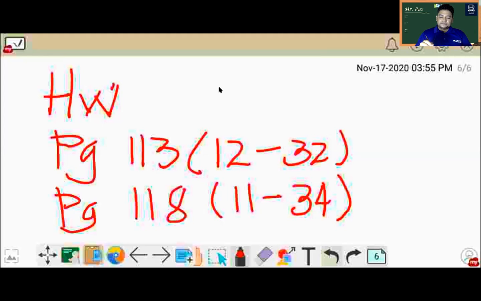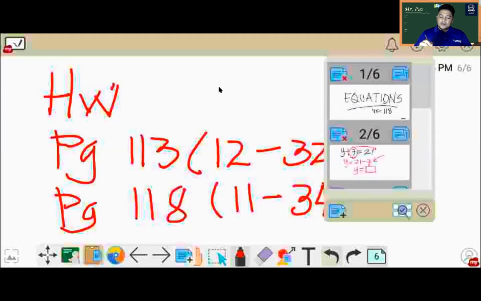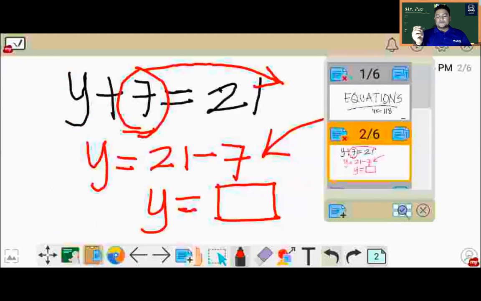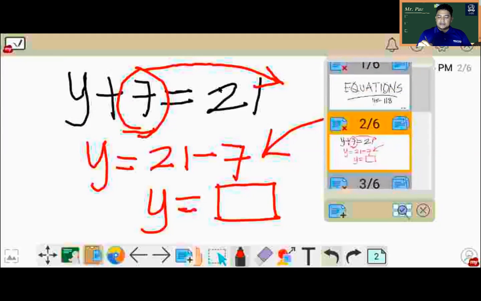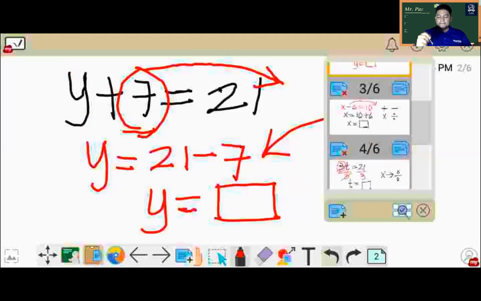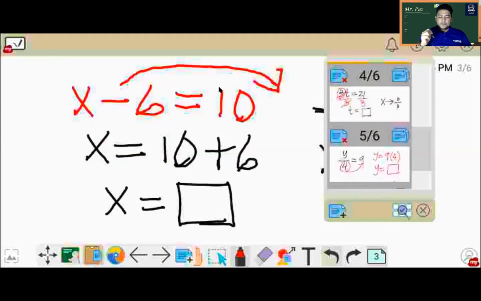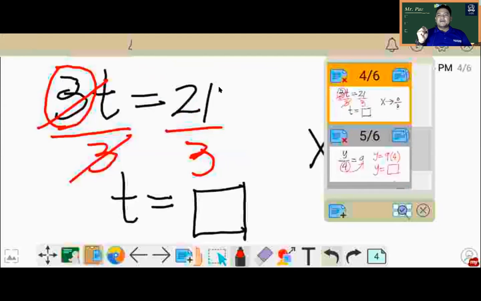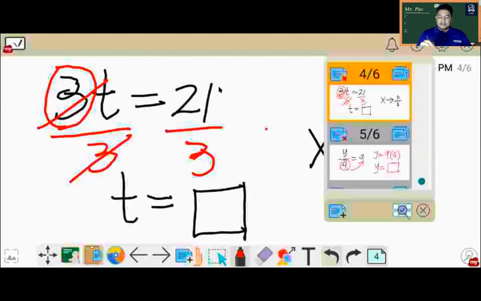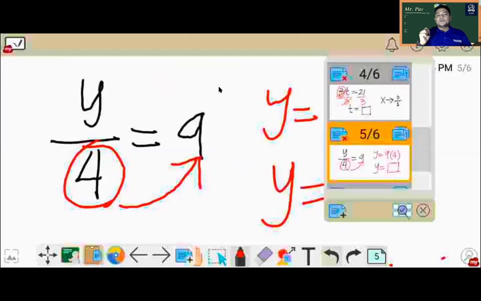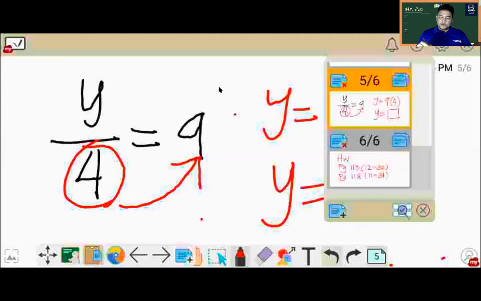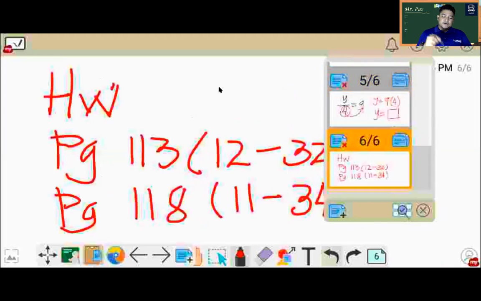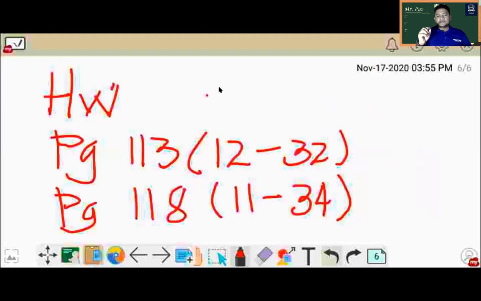Remember, one more time: if the number is adding, you put it to subtract. If the number is subtracting, you put it to add. If the number is multiplying, you put it to divide. And if the number is dividing, you put it to multiply, right? So please work with the assignment that I give you, pages 113 and 118.